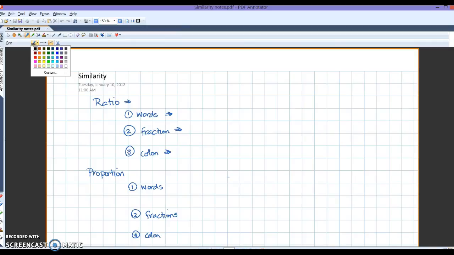So first and foremost, pause the video and start a new unit in OneNote called, I think we're on unit 5, similarity, or maybe we're 6, I'm not sure. But go ahead and start that new unit now. Okay, so back to the video here.